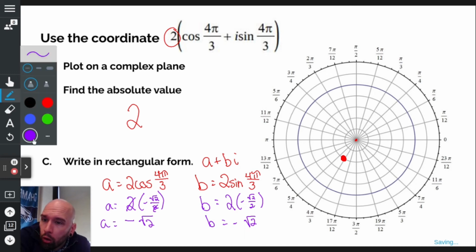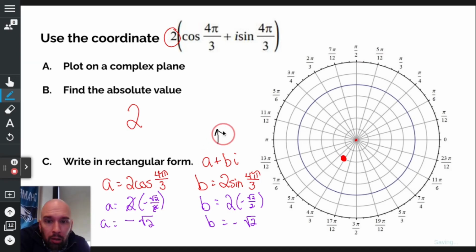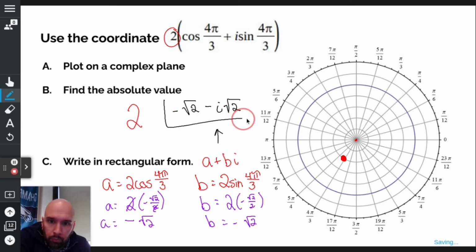Now, putting this all together and wrapping it up in a little bow, I need to make it look like this. So we are looking at negative root 2 minus i root 2. Which means we would go left like 1 point something and down 1 point something, and that seems to check out. Root 2 is 1 point something. And that seems to be exactly what we need.